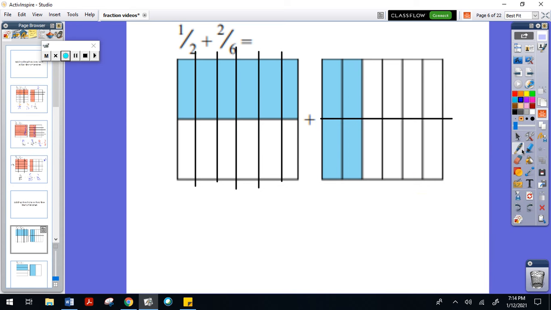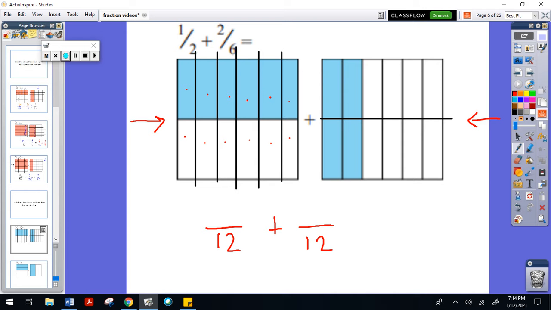My denominator is going to be how many pieces are in one of these squares. So I have 1, 2, 3, 4, 5, 6, 7, 8, 9, 10, 11, 12. I have 12 pieces in a square. If this first square has 12 pieces, then this square right here will also have 12 pieces.